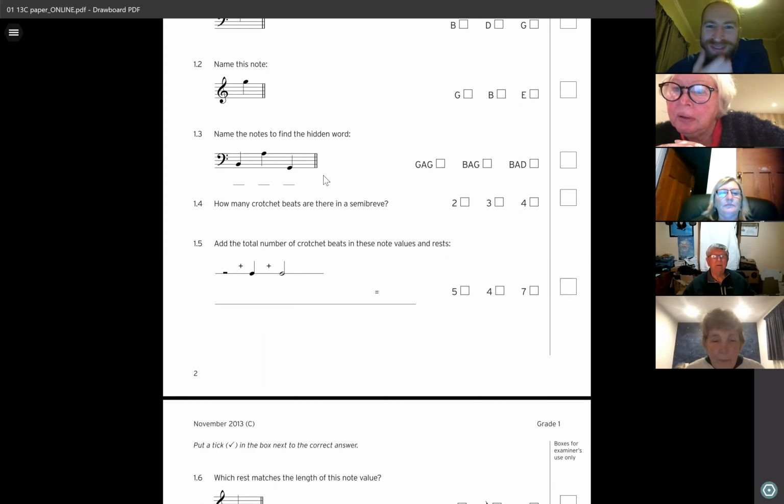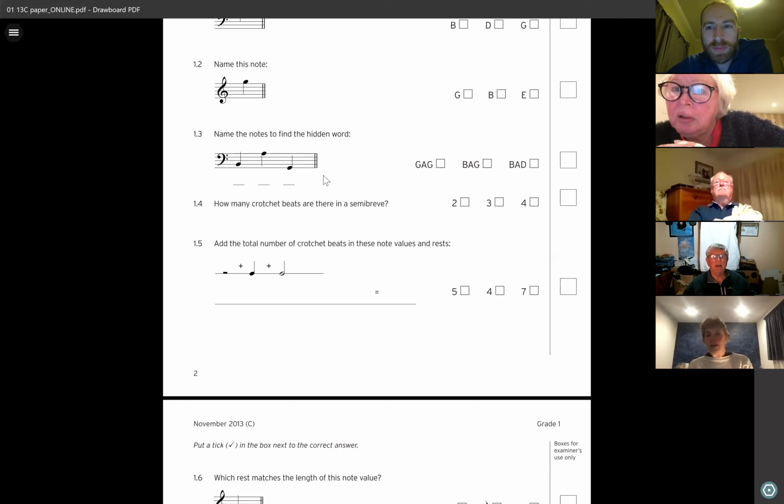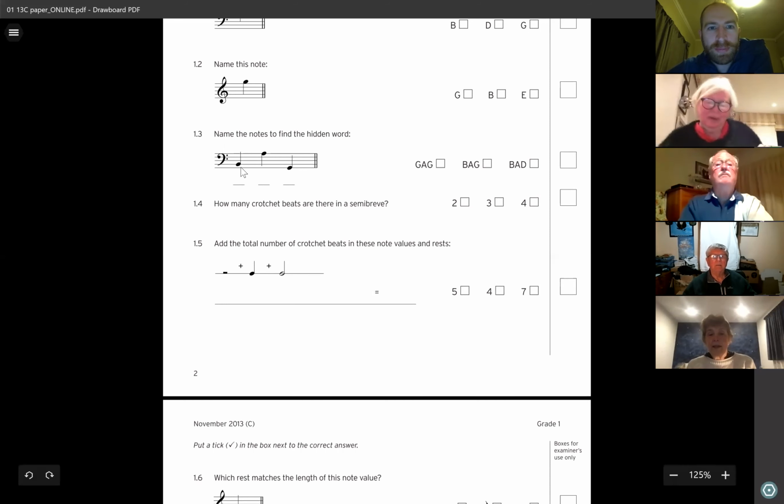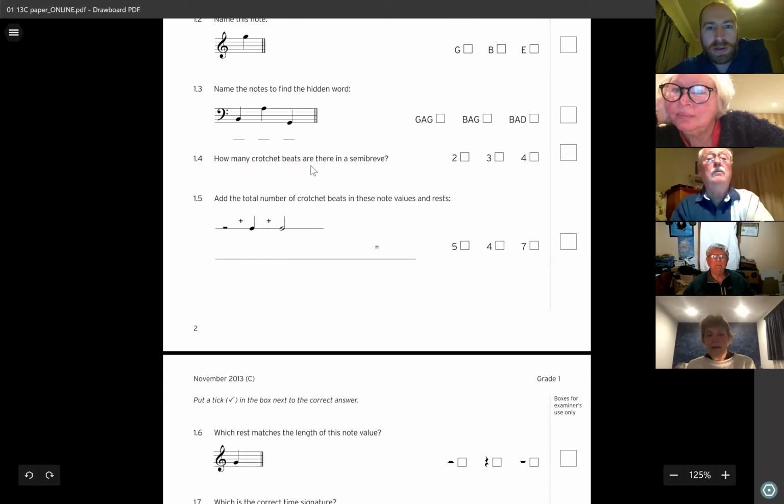A, G. Bag. Yeah, bag. Do we agree with bag? Yep, bass clef, B, A, G. So that's bag. How many crotchet beats in a semibreve?